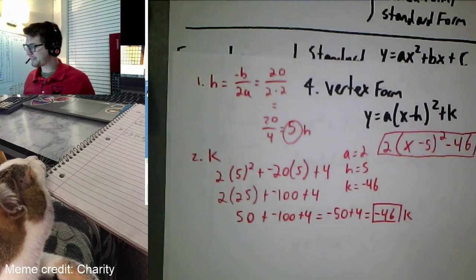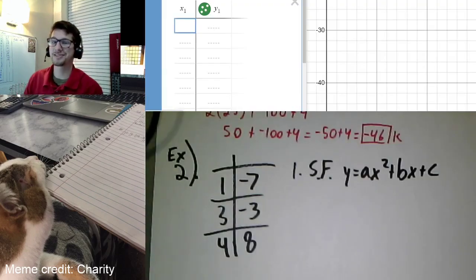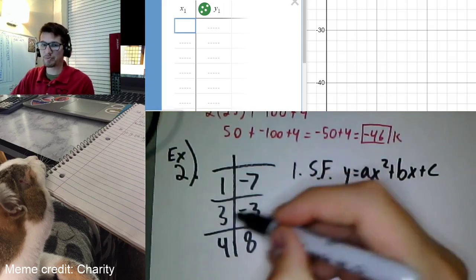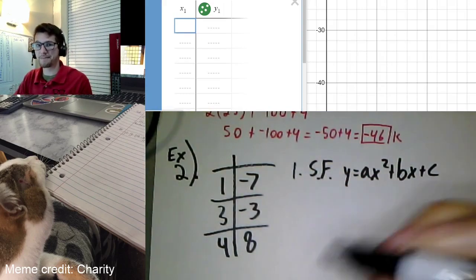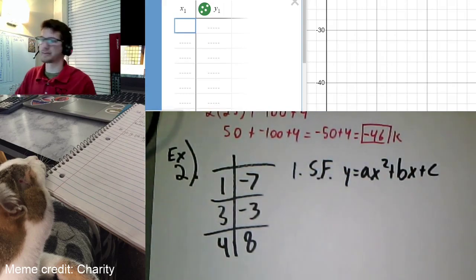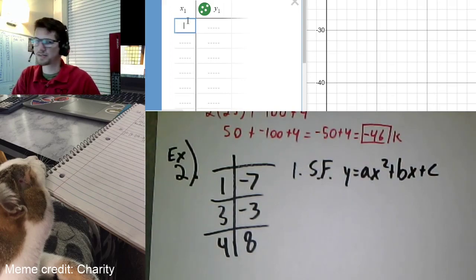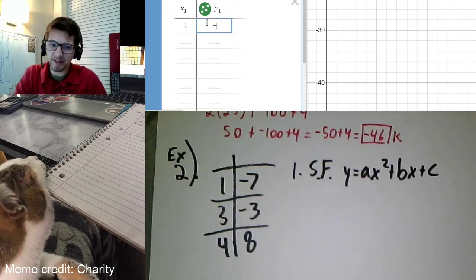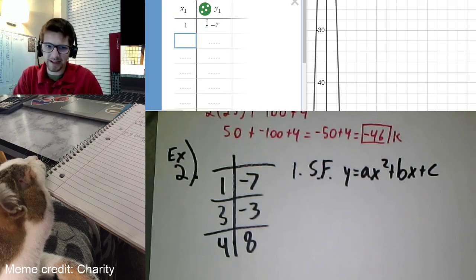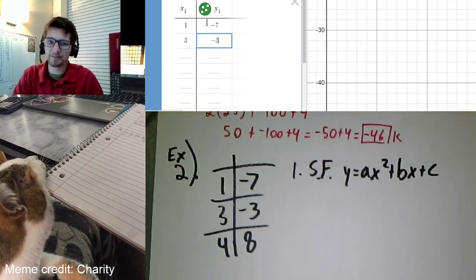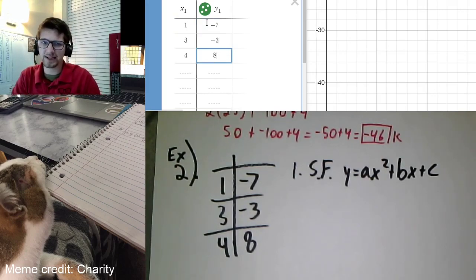Let me do one more of these just so you can see it again, and then I will leave you to your homework. So, second example, I'm given 3 points. First thing I need to find is standard form. So I go to Desmos and I plug in my 3 points. I have 1, negative 7. I have 3, negative 3. And I have 4, 8.